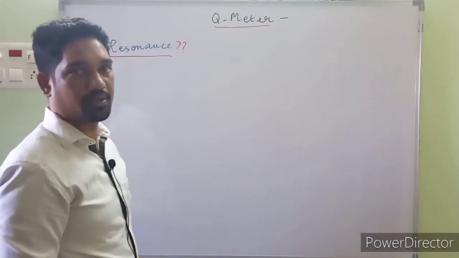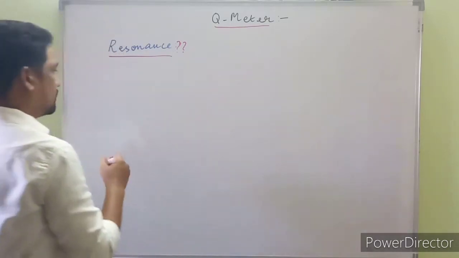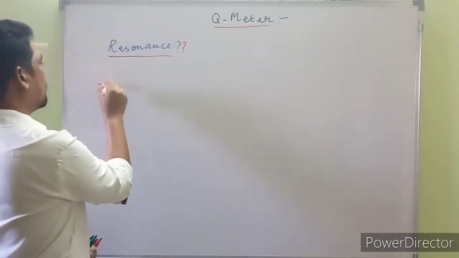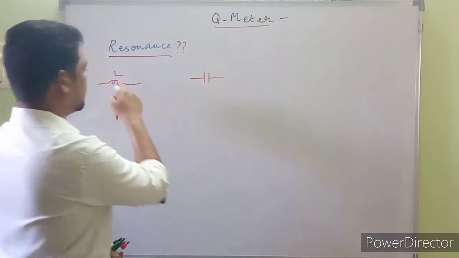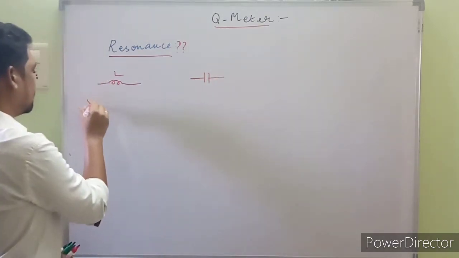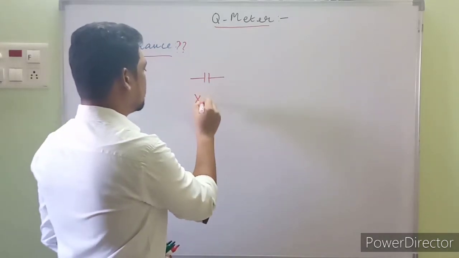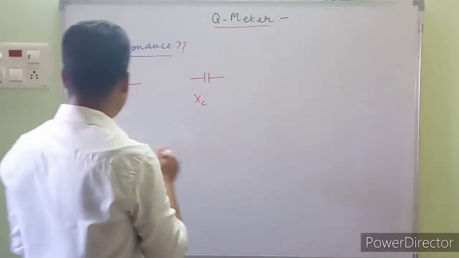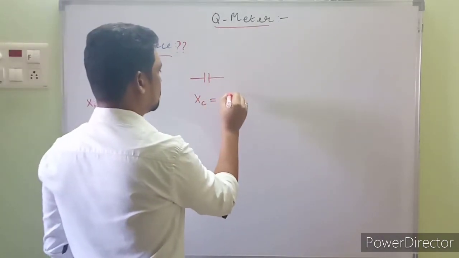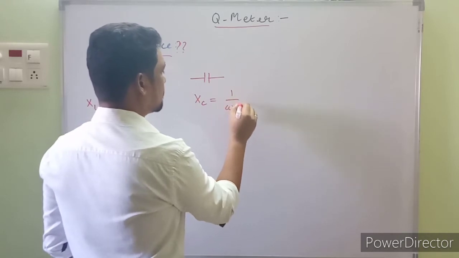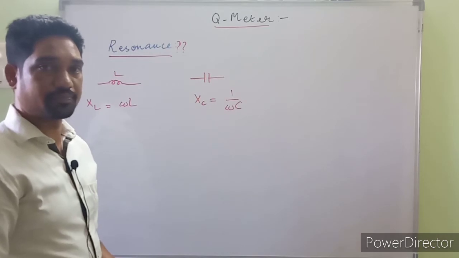So what is resonance? In your previous grades you might have come across this. We may have an inductor L and a capacitor, and the reactance of the inductor is given as XL, and the reactance of the capacitor is XC. XL is written as omega L, and XC is equal to 1 upon omega C, C being the capacitance, L being the inductance.